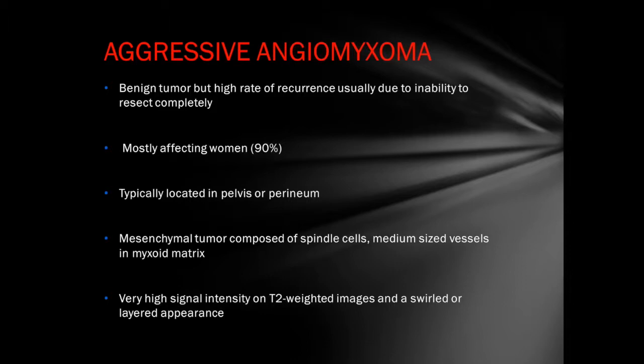So the pathologic findings are correlated with the radiographic findings to really cinch the diagnosis. The pathology report is somewhat dependent on the imaging findings as well. And as you saw in this case on the T2 coronal weighted images, it can have very high signal intensity on T2 and that classic swirled or layered appearance that we saw in the coronal image to start the case.